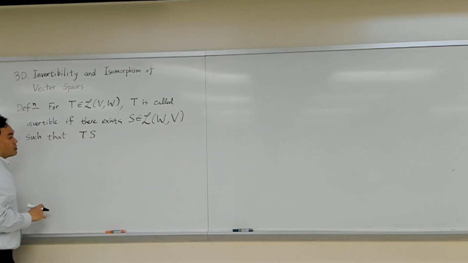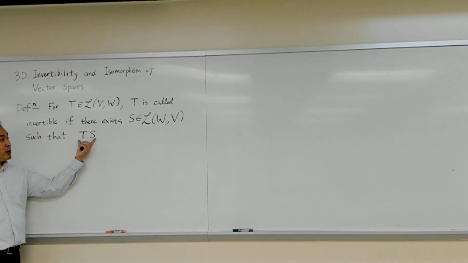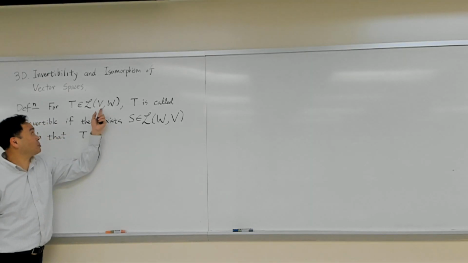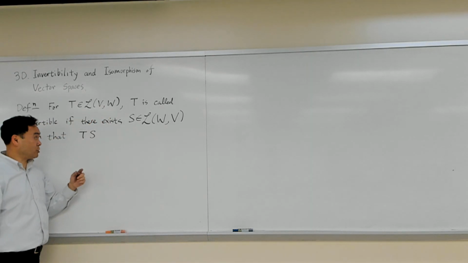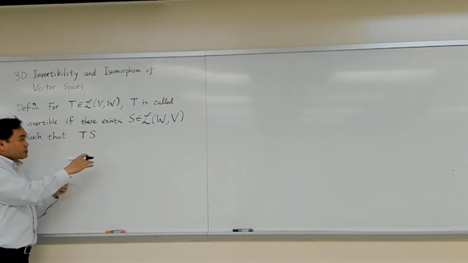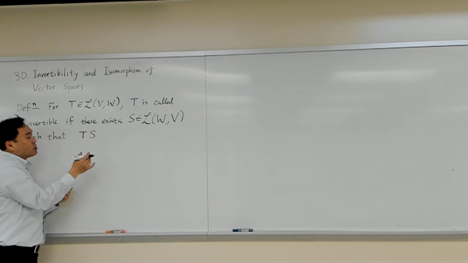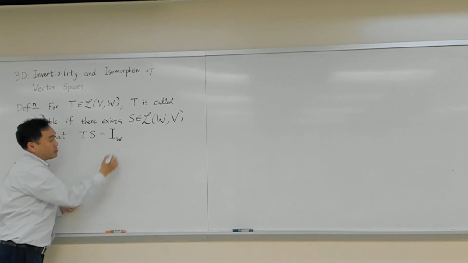TS. So can you tell me what's the domain and range of TS? Where does it go from where to where? W to W, right? So S takes elements in W, sends it to V, but then you apply T and you get another vector in W, right? So this is a linear map from W to W, but let's say this happens to be an identity on W, okay?